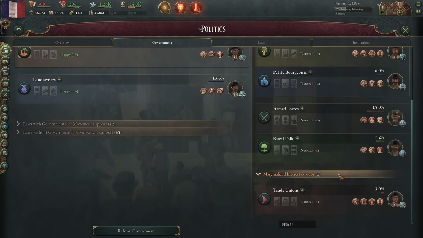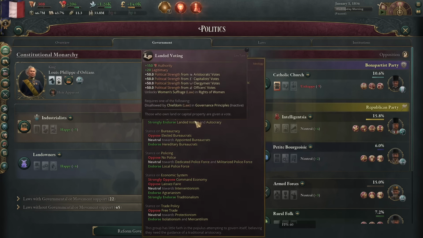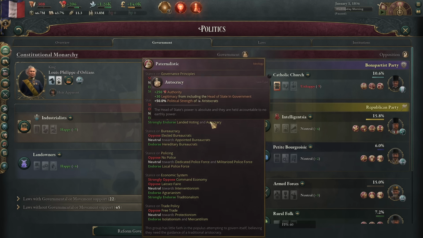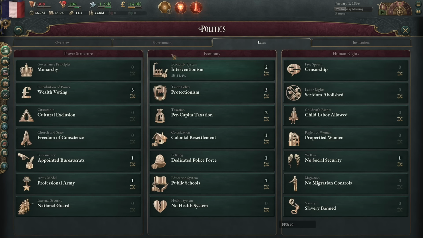Oh, no, there it is. Yeah, Jesus Christ, like traditionalism, isolationism. Mercantilism is okay. We can have a conversation about that at a later point. And the fact that they offer you landed voting is fun, because that offers you a way to fight the landowners. But basically every single law that they want is terrible, because it's all designed to keep your society pre-industrial.